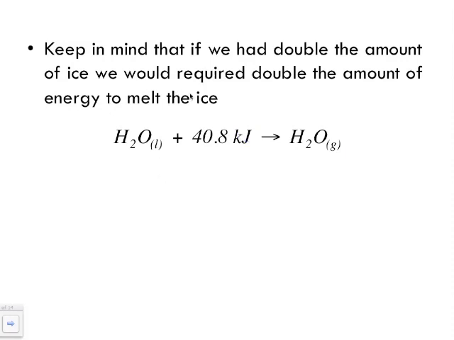So keep in mind that if we had double the amount of ice, we would require double the amount of energy to melt that ice. So if we had 2 moles, right? Remember, this molar value, right? This is really 40.8 kilojoules per mole that is required, right? Now, if we had double this amount, we would need double this amount in order to change double the amount of that liquid into the gas.